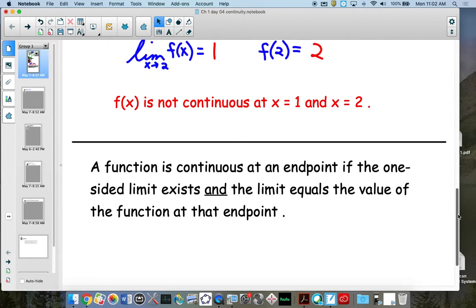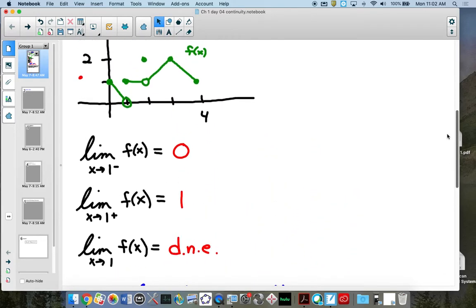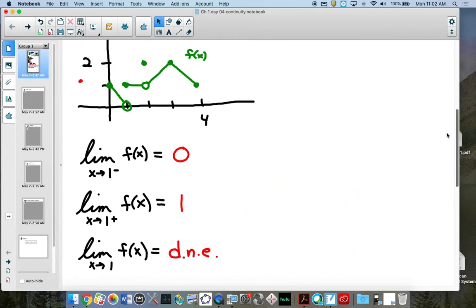And as I've mentioned, a function is continuous at an endpoint if the one-sided limit exists, and the limit has to equal the value of the function at that endpoint. So looking back again at this graph, if we say what's the limit as x approaches 4, then we can only consider the left-hand limit, and that limit is 1, and f of 4 equals 1, so it's continuous at 4. It would also be continuous at 0 because the one-sided limit and the function have the same value.